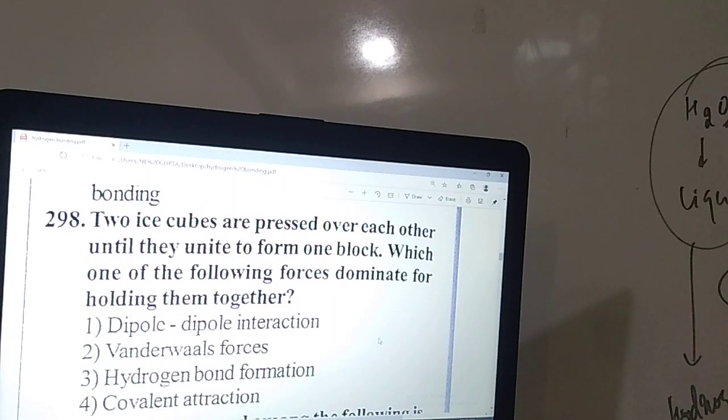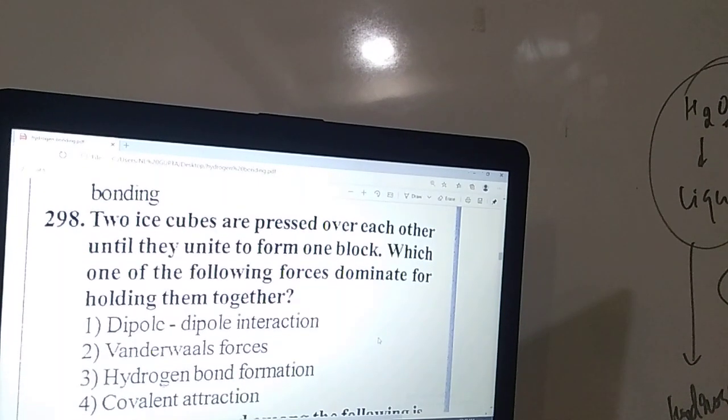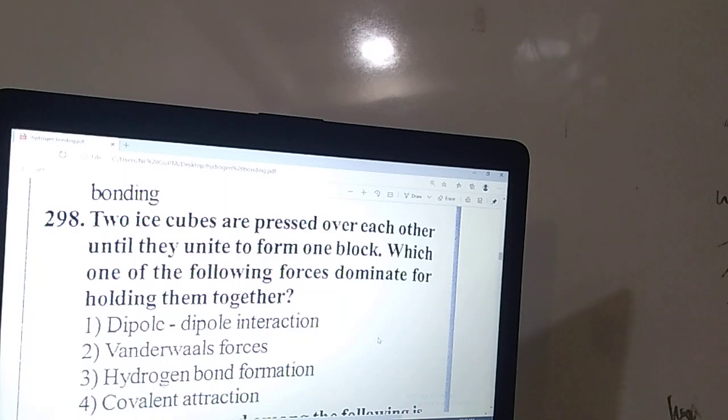Two ice cubes are pressed over each other until they unite to form one block. Which of the following forces dominates for holding them together?